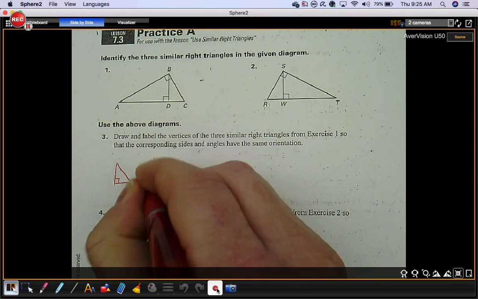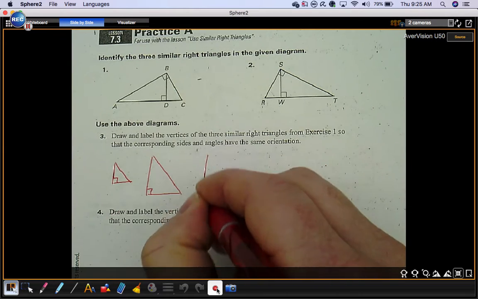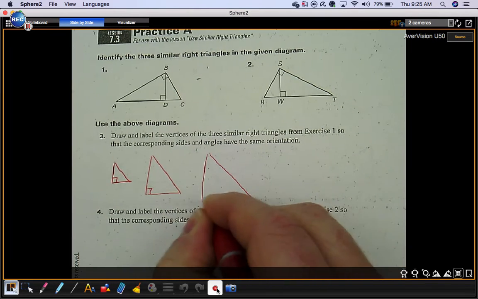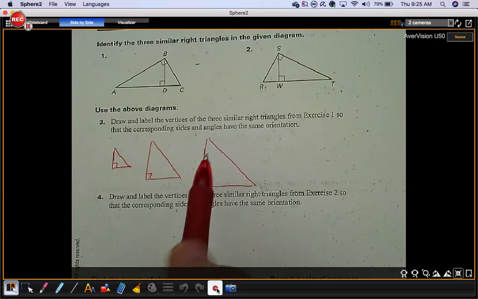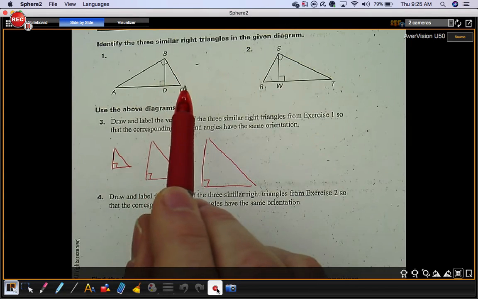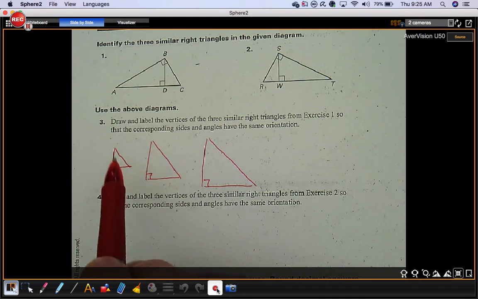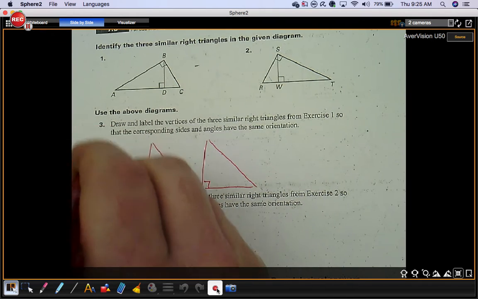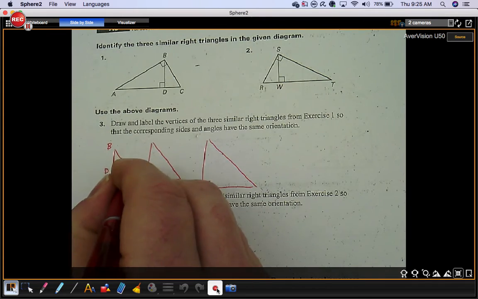Make your little right triangle, make your medium-sized one, and then make your big one. Here's your little right triangle. Okay, now we have it set up where the long leg is going to be on the left side here. So this is segment BD, and then this is point C.